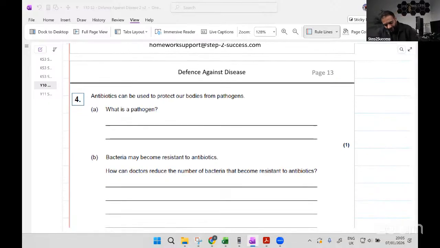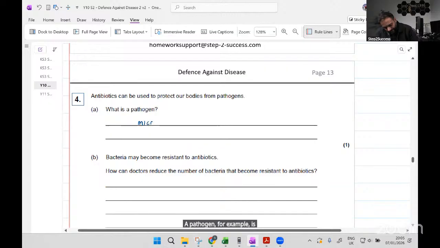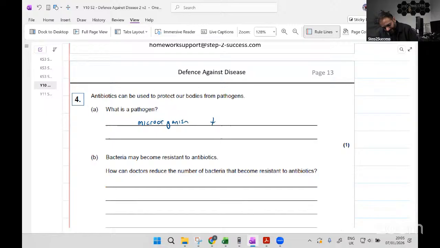A pathogen, for example, is a microorganism that enters your body and causes disease.